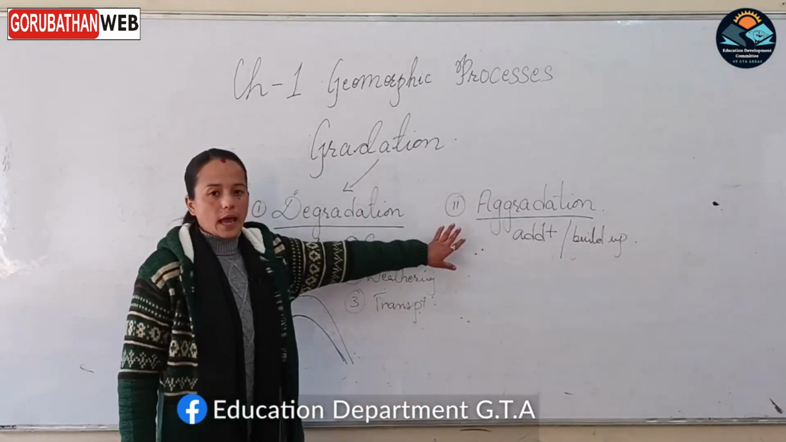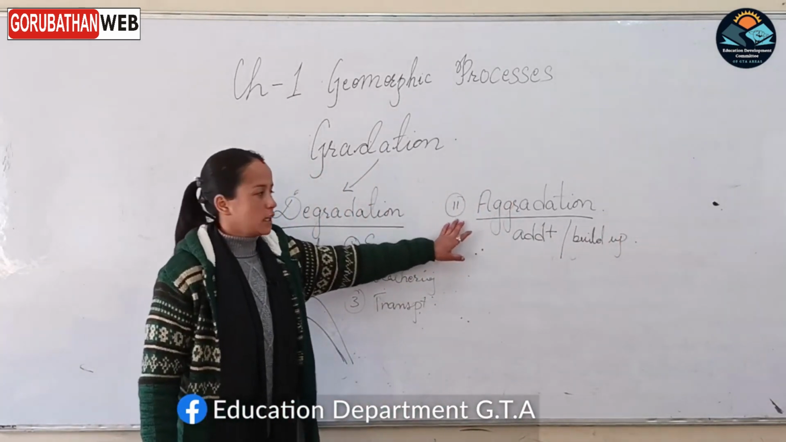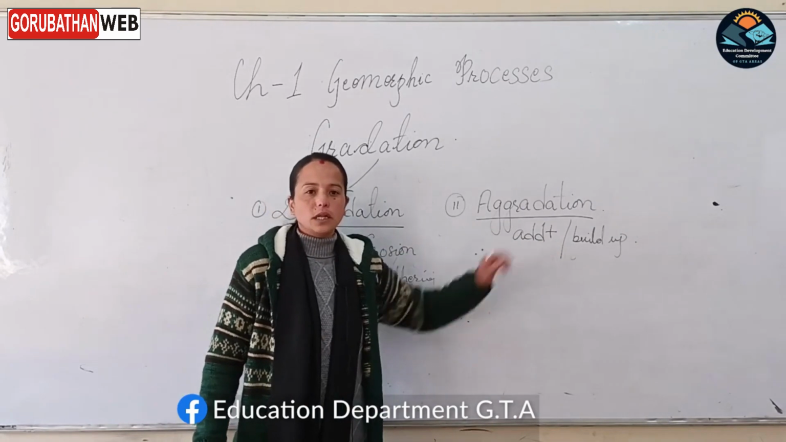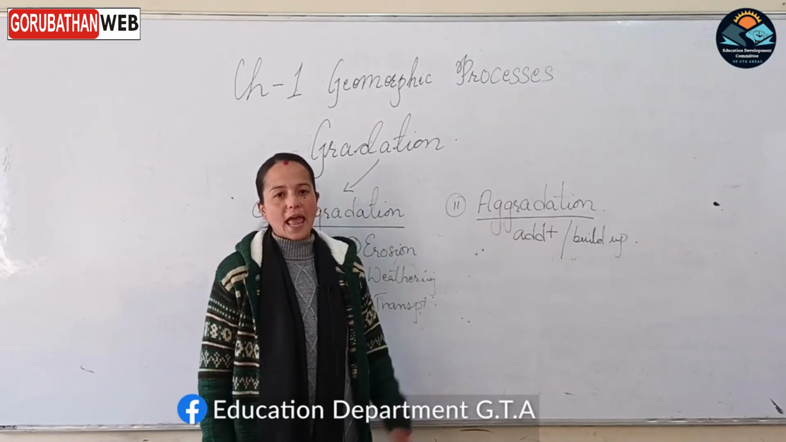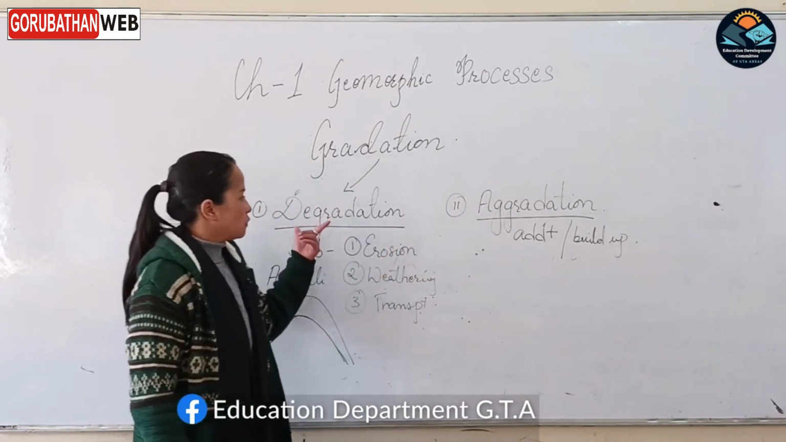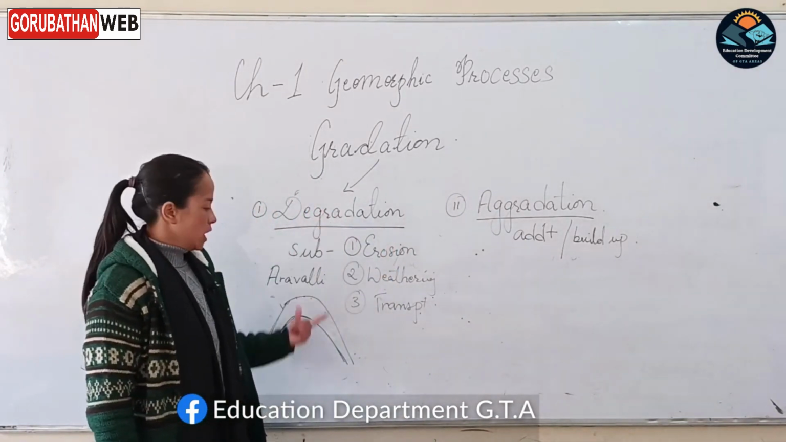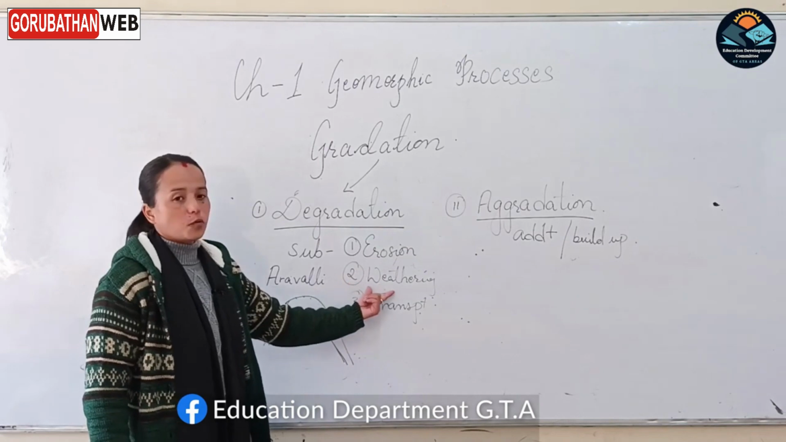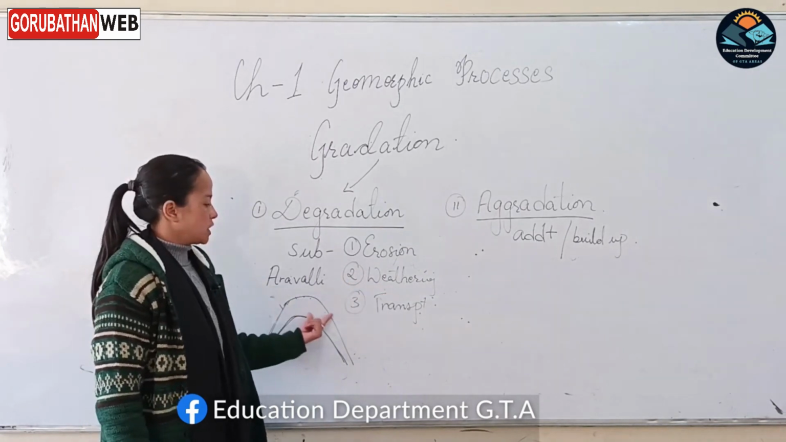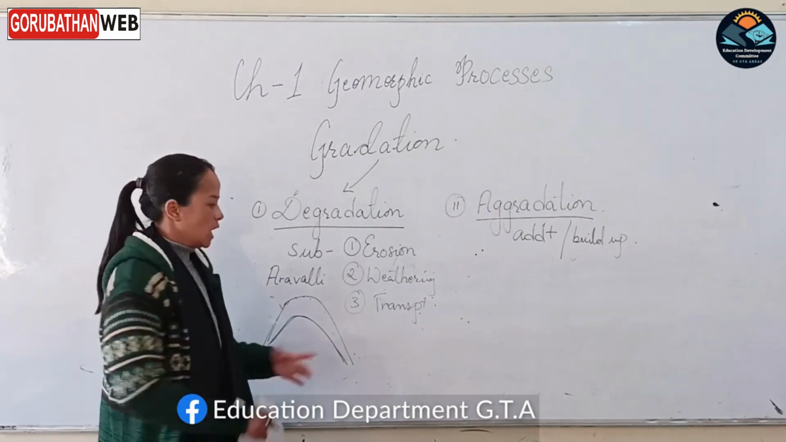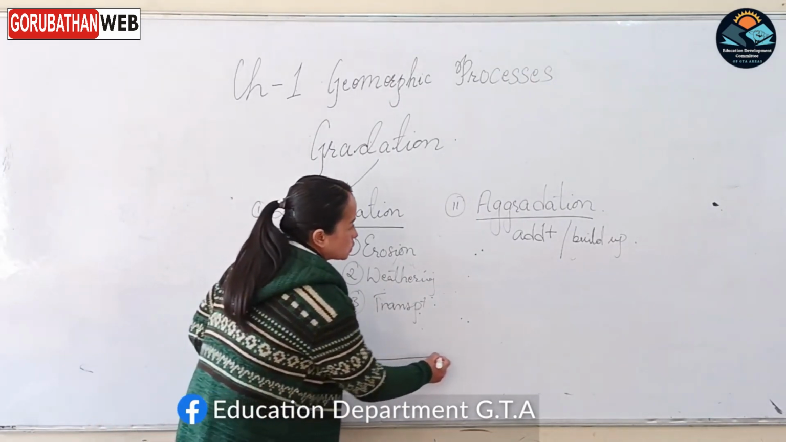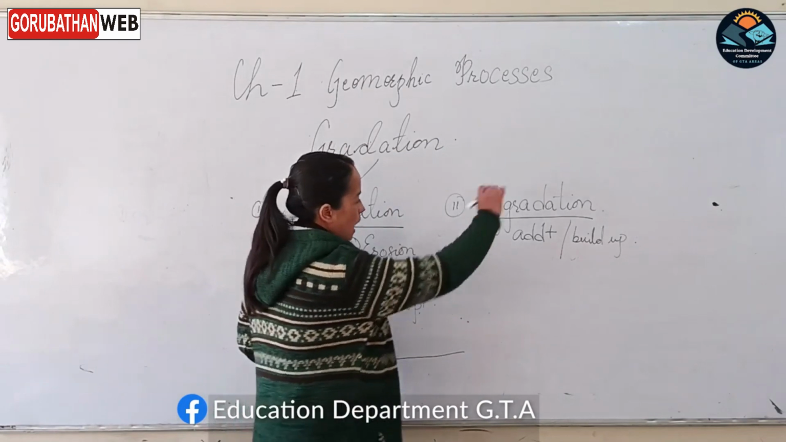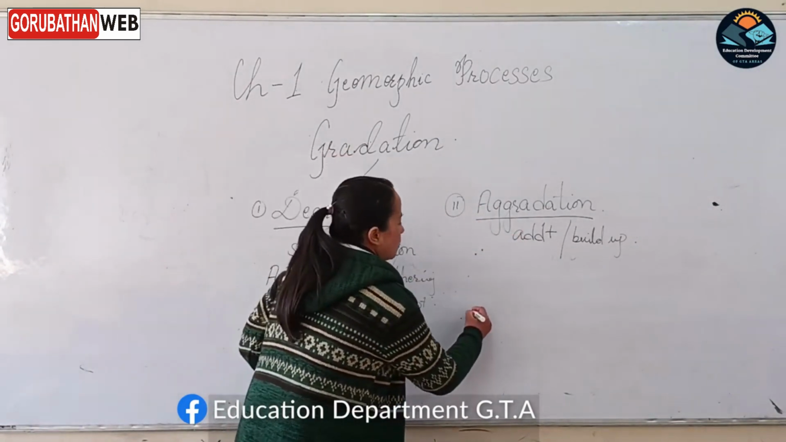So aggradation is the process in which a landform is built up. In the first case, degradation, the rock has been weathered, the Aravalli range for example has been weathered. So these weathered materials are transported to some other place.